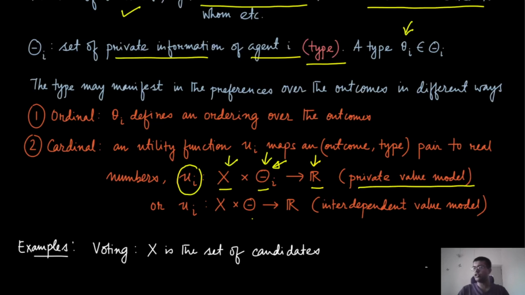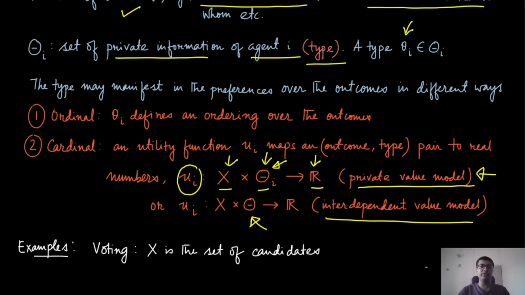But if you also care about others' types, so this is capital Theta, the Cartesian product of all these capital Theta I's, then the utility of agent I does not only depend on his own type, it also depends on the types of others. In that context, we call this an interdependent valuation model. You can actually define utilities in a more general way, but we'll be mostly considering the private value model here.